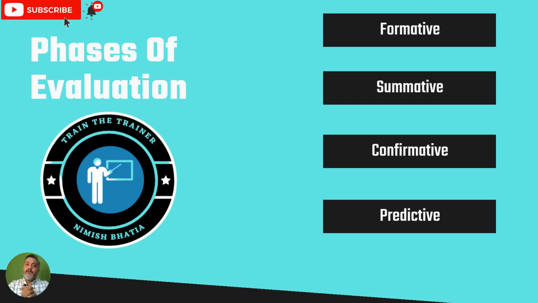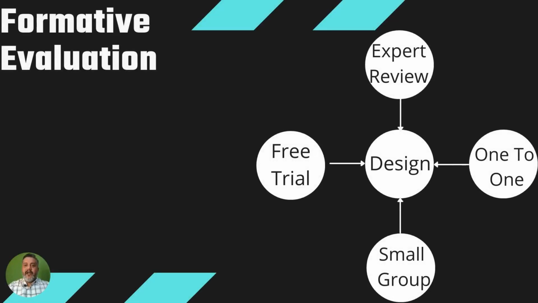Now, when we talk about evaluation, evaluation is of four kinds. One is formative, second is summative, third is confirmative, and the fourth is predictive. Now, formative evaluation is an interactive process that requires the involvement of instructional designers, subject matter experts, learners, and instructors. As mentioned by Tessmer in 2013, it identifies 4 stages of formative evaluation, which include the expert review, one-to-one, small group evaluation, and a field test evaluation.